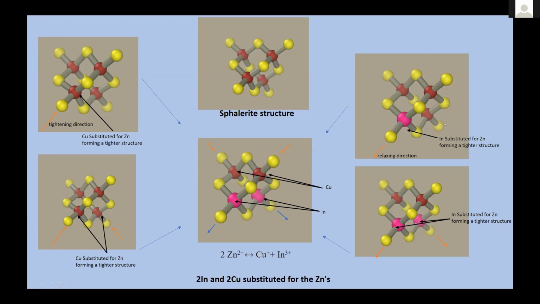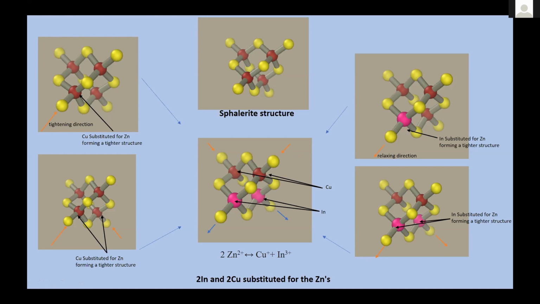Once you start incorporating indium into the sphalerite structure, replacing zinc, it has the opposite effect and actually starts relaxing the structure. It is shown with these arrows, the relaxing direction. So the net effect when you incorporate indium and copper into the sphalerite structure, which is a coupled substitution, is that you deform the sphalerite structure quite consistently.